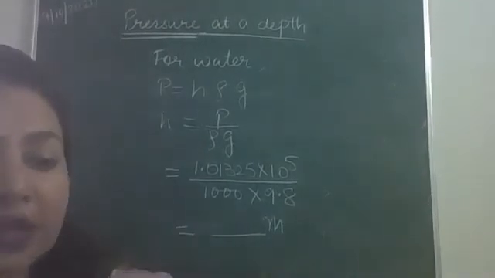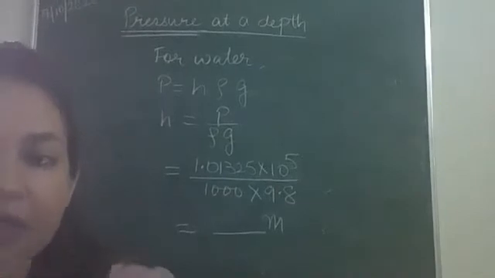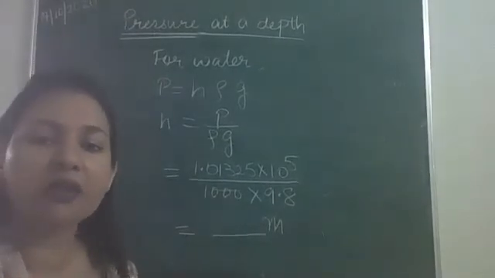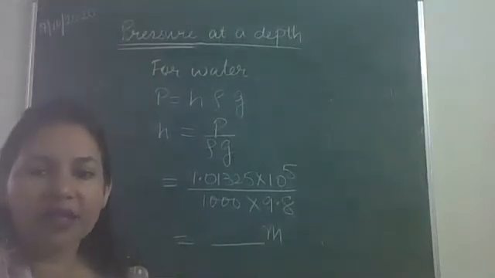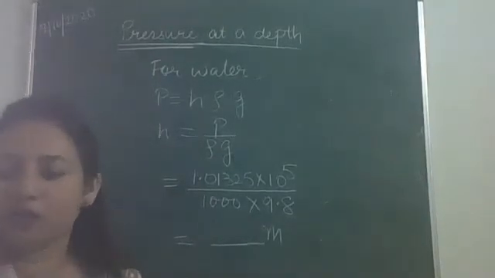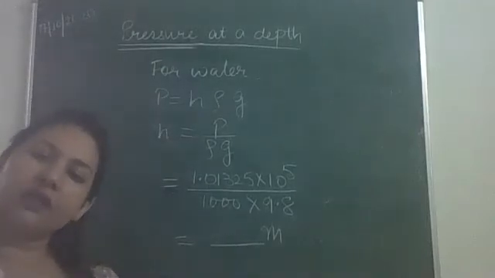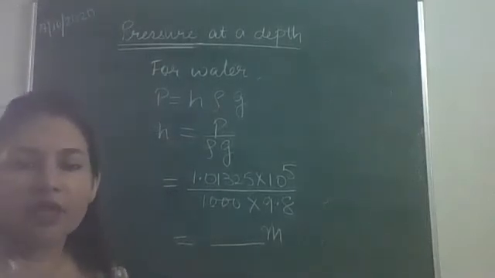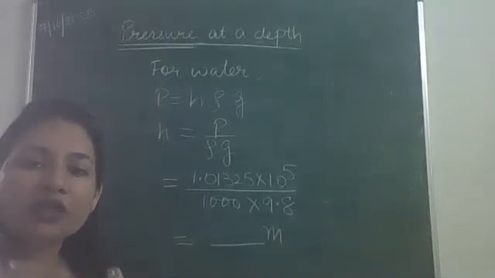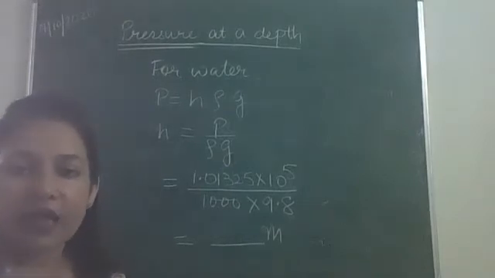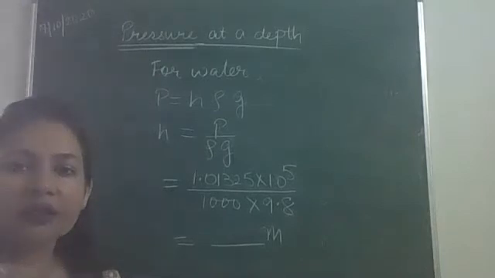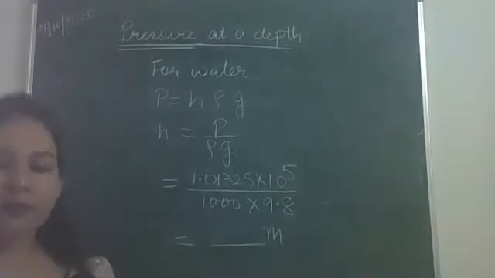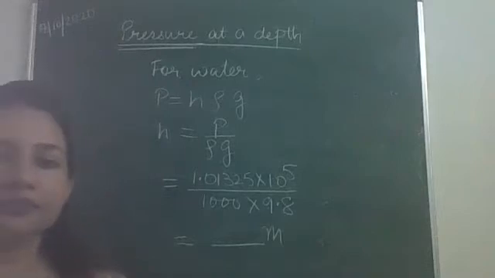So 10.3 meters. Can you imagine a barometer of height 10 meters in the lab or in the house? No, that is not practically possible to have. So that's why water is not used as a barometric liquid. So this is the answer. Because the length of such a long barometer, 10 meters, is not practically feasible to handle and to store also. We can't implement it anywhere practically.